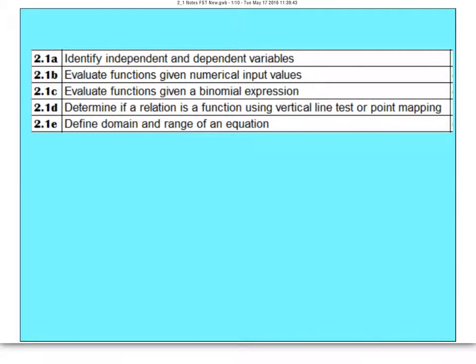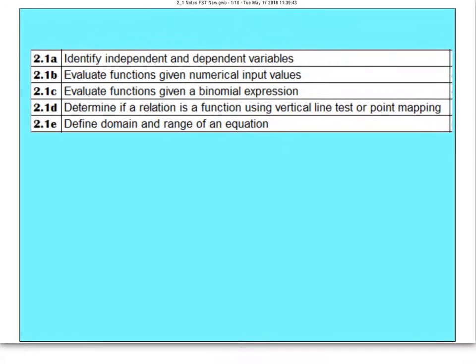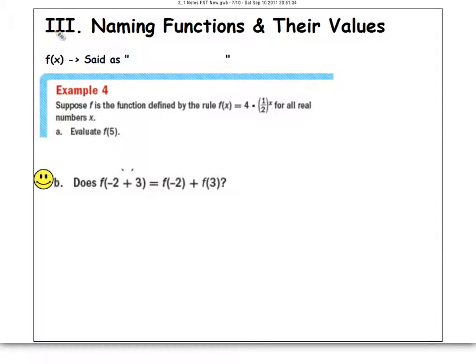In learning objectives B and C, we're going to evaluate functions and give numerical output, and we're also going to evaluate them and just keep them in their expression format with the variables still there. Now, let me just refresh your brain on how to say this. When you see this notation, it is said as f of x. We're going to be using this a lot this year.